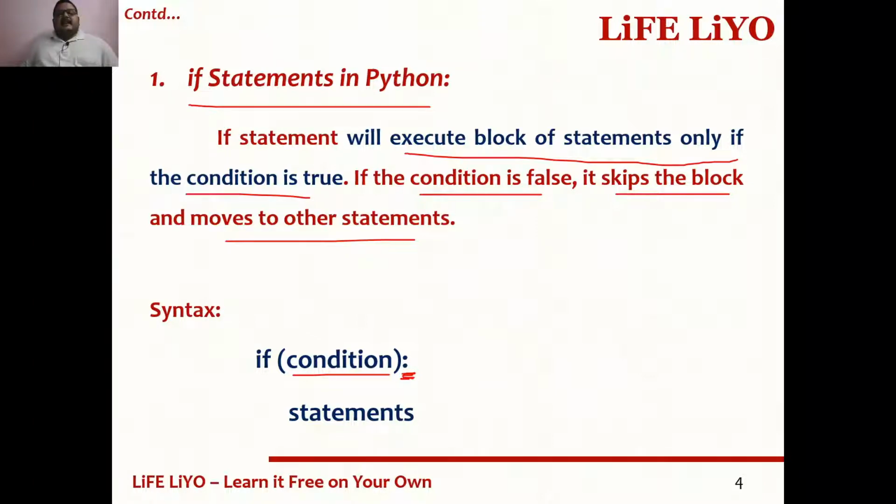And then after this colon, if you hit enter, it will occupy 4 white spaces. 4 white spaces, that is indentation. Because all the statements which you write here will be executed only if the condition is true. If the condition is false, it simply doesn't execute the statements. It will come out to the other statements in the program.